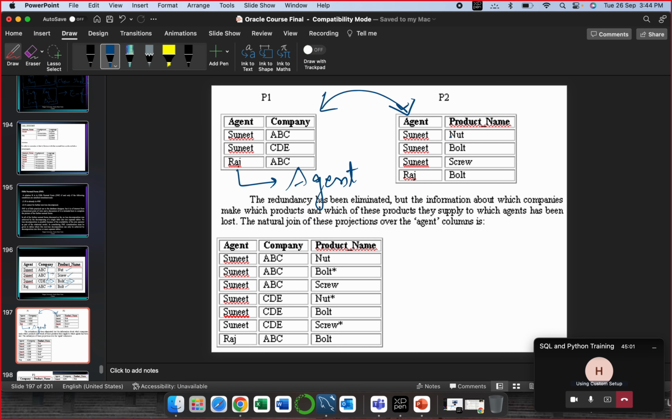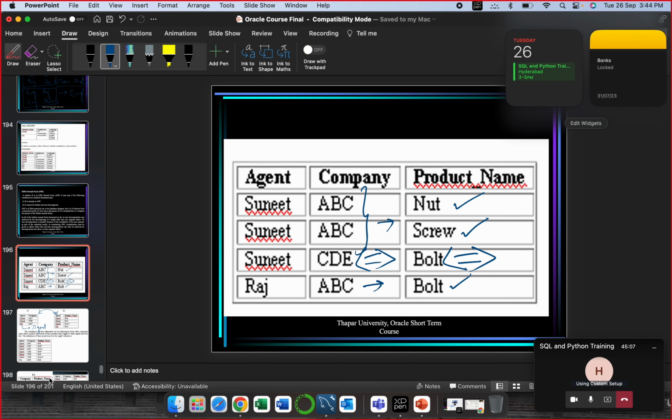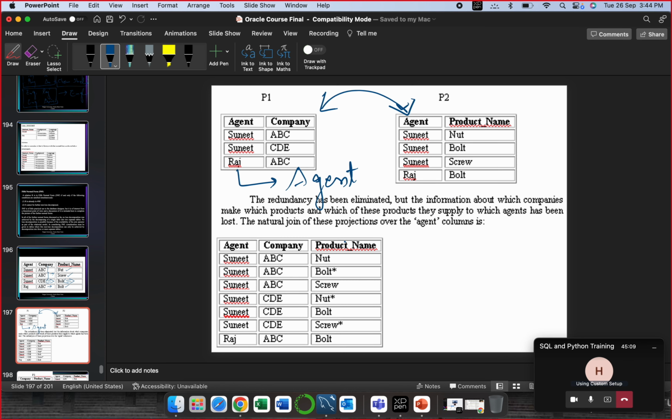Guys, these are two tables that we have got based on their multi-value dependency. Now, I have these two tables. Let me say I put a join on these two tables.